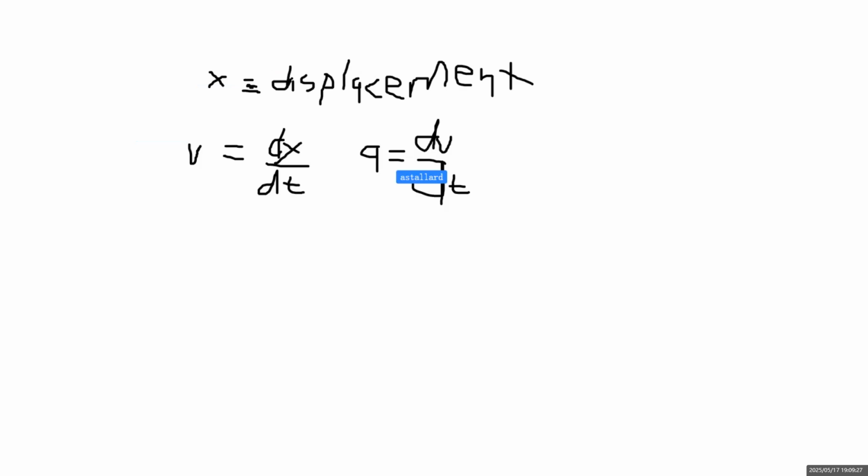Now, the symbol naught, the little zero symbol, x naught or v naught, simply is what that quantity will be at t equals 0. Okay? So the starting point, the starting position, and the starting velocity, that's what x naught and v naught mean.